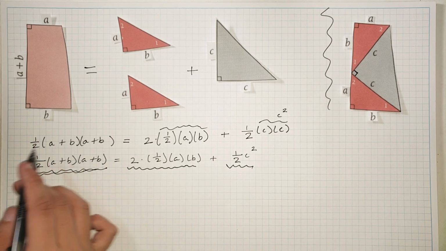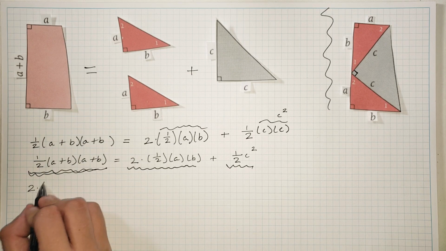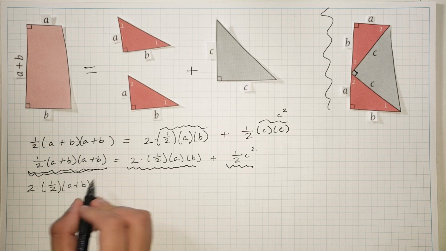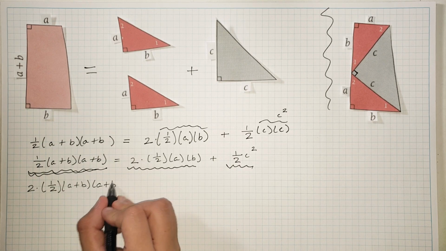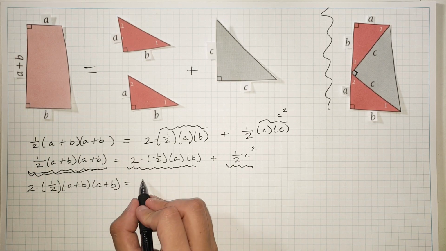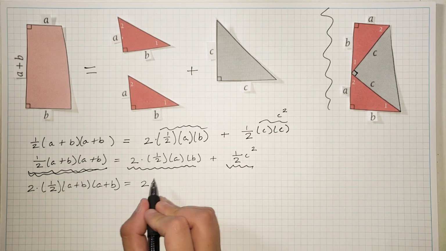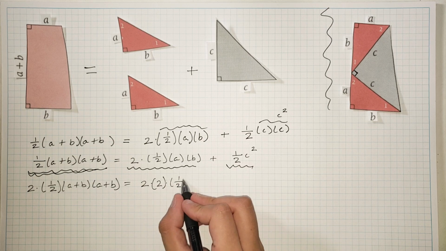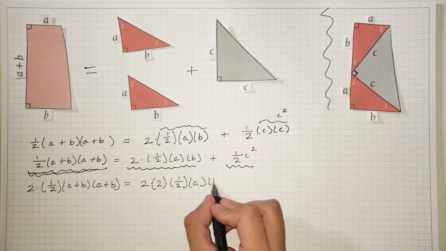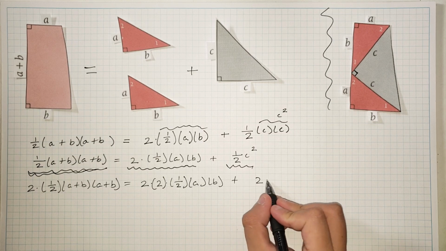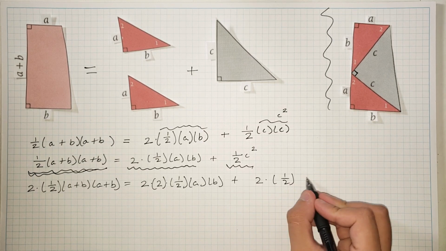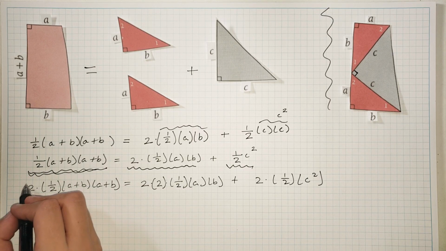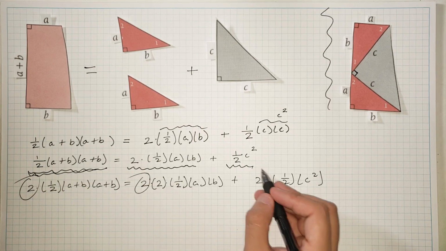All right. So let's multiply this by 2 first. So we're going to have 2 times 1/2 (a plus b) equals 2 times 2 times 1/2 a times b plus 2 times 1/2 c squared. Hopefully that's not too confusing, right? Here's the 2's for everything. Here's the 2 for this one. I just multiplied every single thing by 2.